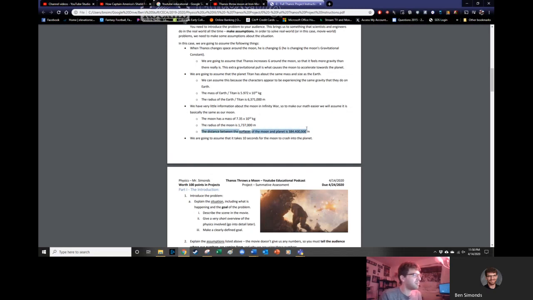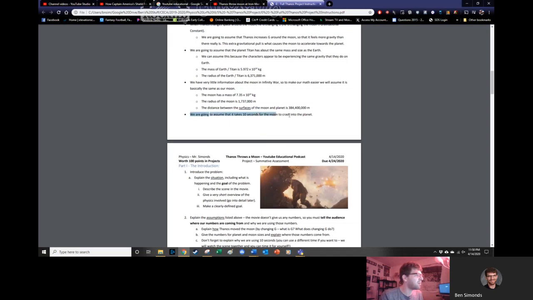We're also going to assume it's about the same distance. So this is the average distance between the Earth and the moon. We're going to use that as the average distance between the planet that we're battling on and the moon that comes crashing down. So we're going to basically assume that this is the same thing as if Earth's moon came crashing down to Earth. Those are the numbers we're working with. So we've got Earth's numbers, we've got the moon's numbers, we've got the distance between Earth and moon, and we're just using those numbers to give us something to work with here.